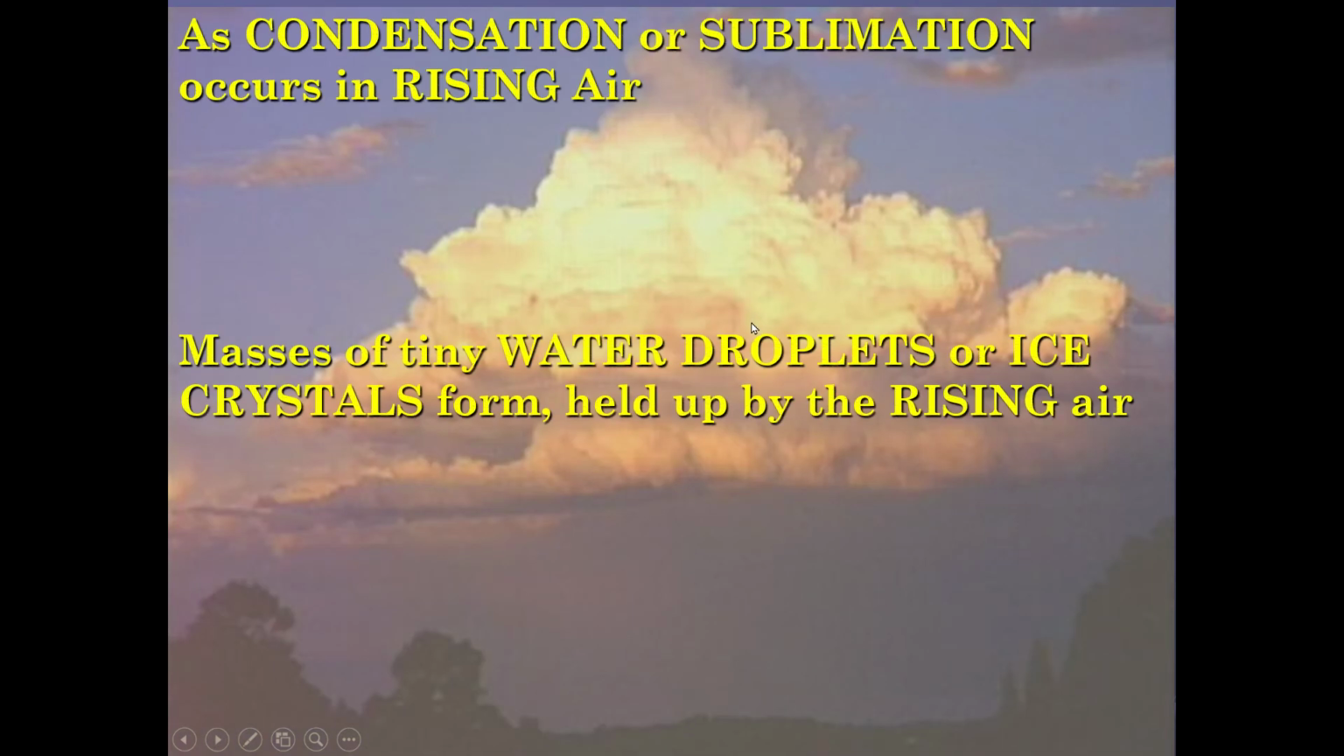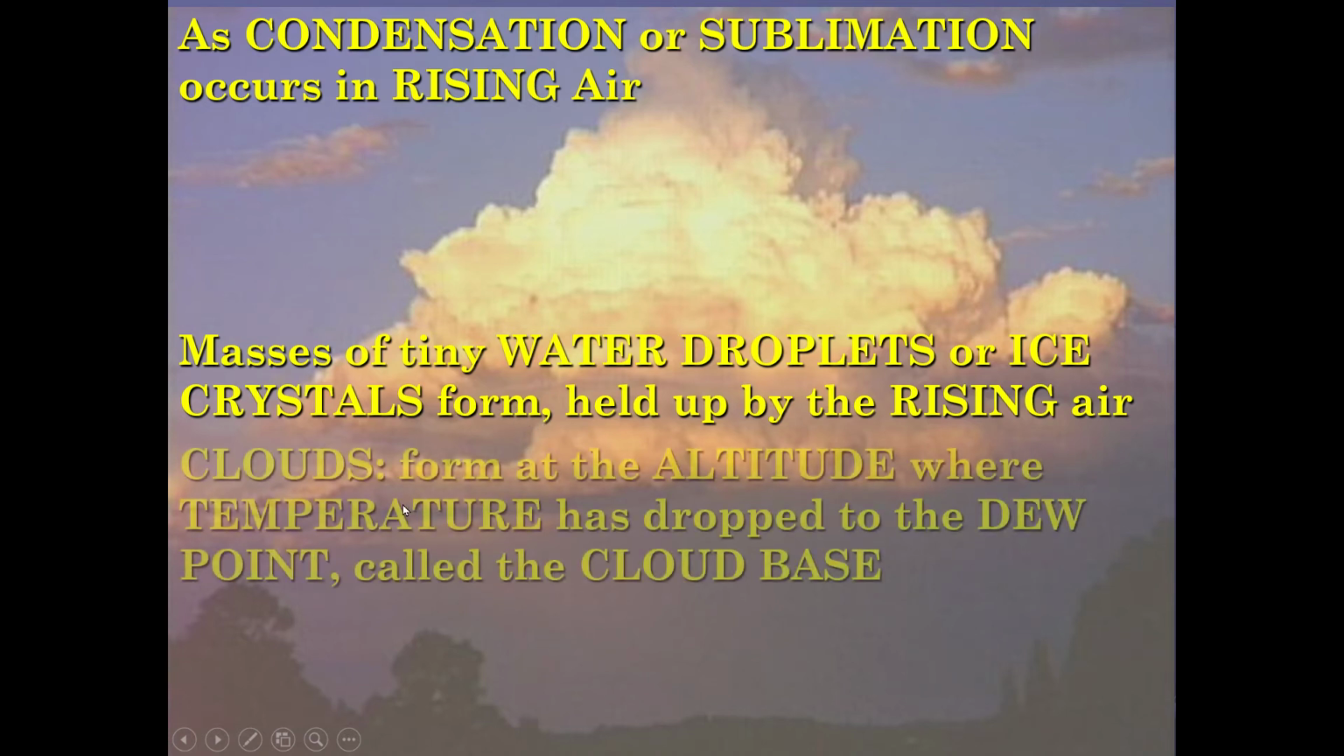So as condensation or sublimation occurs when air is rising, the air is rising fast enough that it can keep the droplets from falling, because they're tiny, they're light, and air can be quite a powerful thing. So when it occurs in rising air, tiny water droplets or ice crystals form. They're held up by that rising air. And if you get a big pile of them, all of a sudden you call that a cloud.